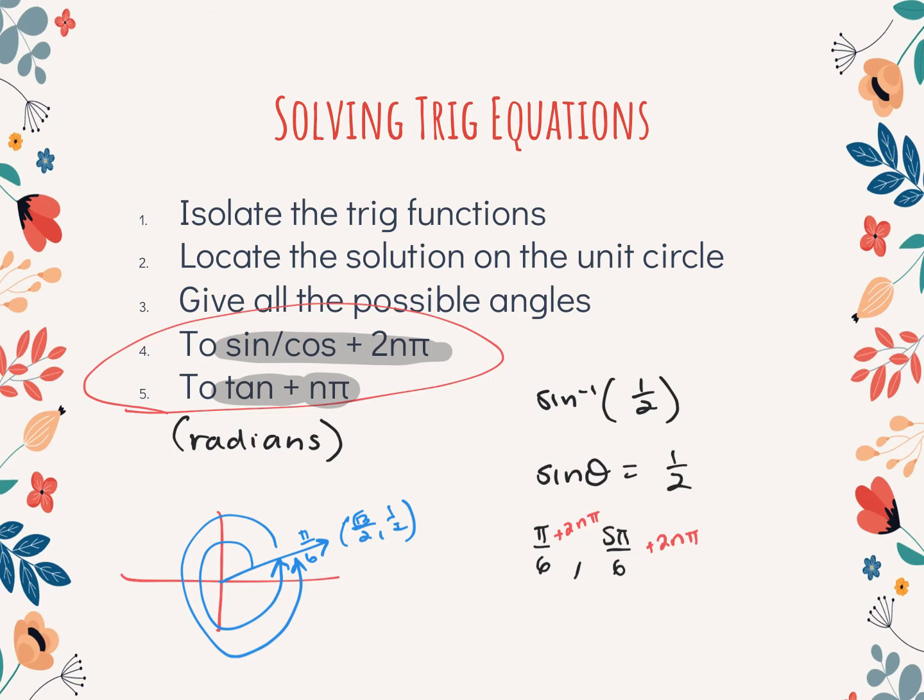So in the answer, if we have to add 2n pi, would we just keep it as pi over 6 plus 2n pi? Yep. So we wouldn't have to add it? Nope. Keep it exactly like that.